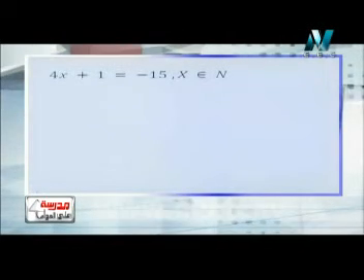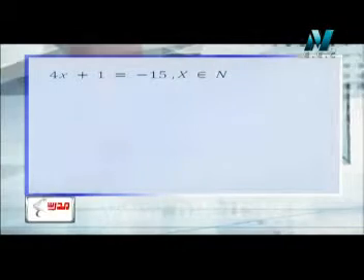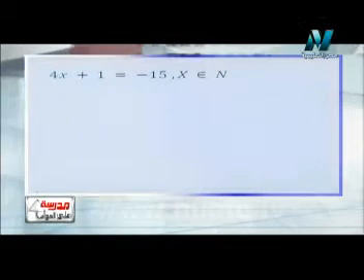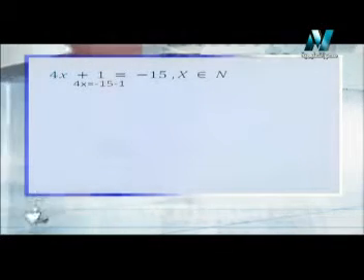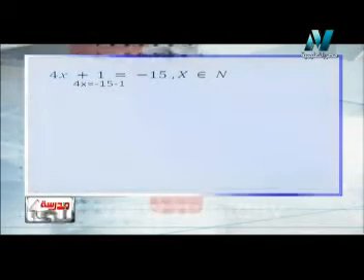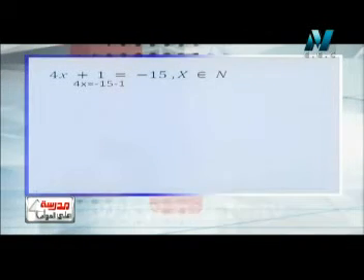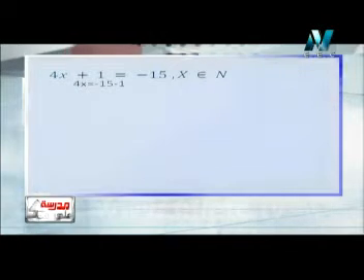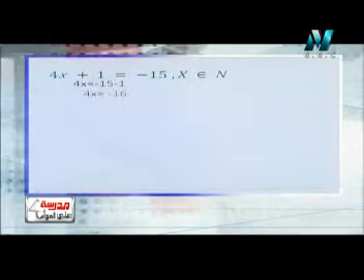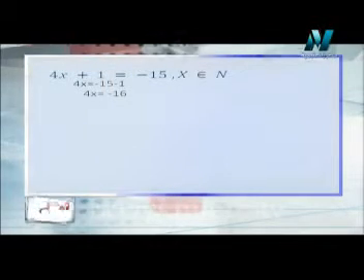The next one. 4x plus 1 equals negative 15. And x must belong to N. For x, we move 1 to the other side. Here plus 1, we move it to the other side, minus 1. So x equals negative 15 minus 1. Negative 15 minus 1 equals negative 16. Then 4x equals negative 16.